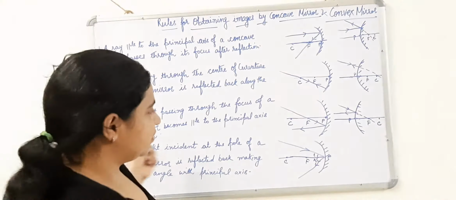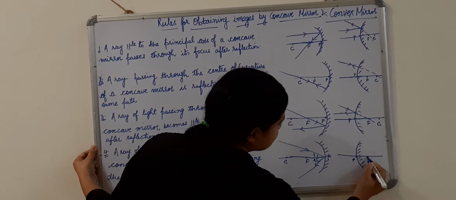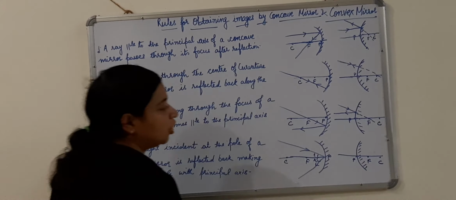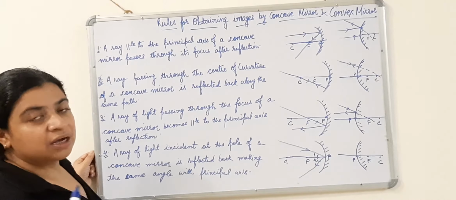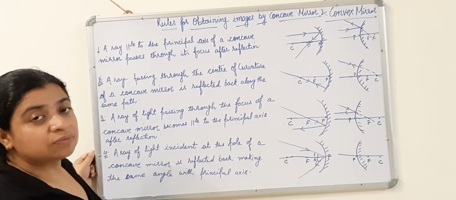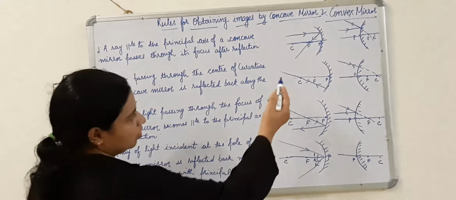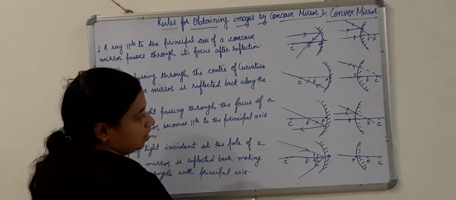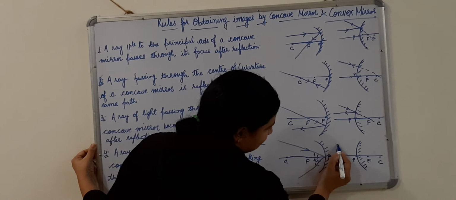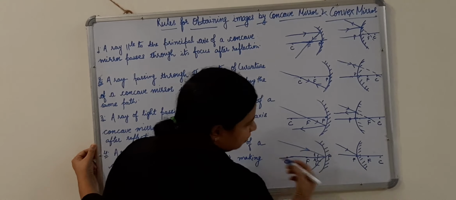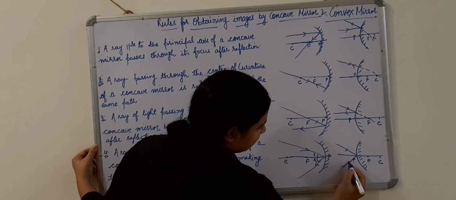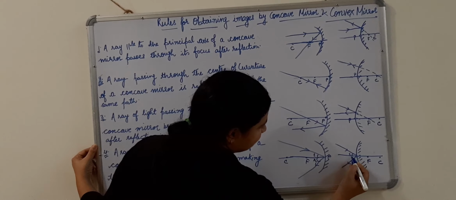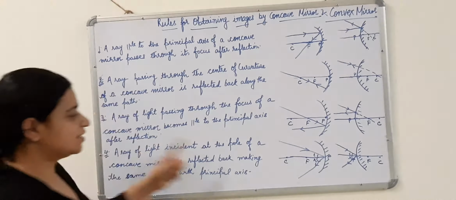a little different. Here see, now next rule, any ray of light which is incident on the pole, this is our pole, this is our focus, this is our center of curvature. You know, in case of convex mirror, focus and the center of curvature is behind the mirror. In case of concave mirror, it is in front of the mirror. Now, any ray of light which is incident on the pole, after reflection, it will make the same angle with the principal axis. See, this is same.